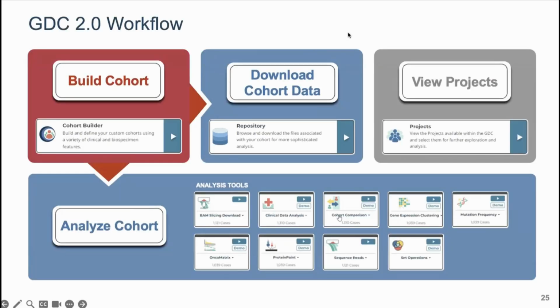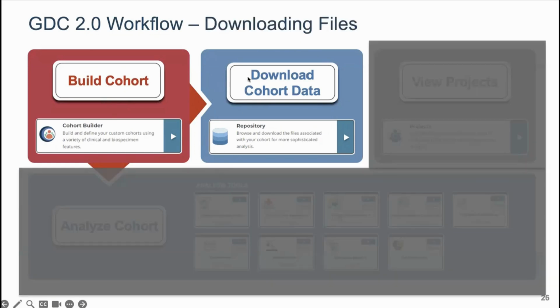But if you've seen some webinars in the past, you've seen the GDC 2.0 workflow. The first step is to build the cohort. The second step is to do something else with it. But today we're going to focus mostly on downloading files. So we're first going to build a cohort. That's where the lung cancer comes in. And that's going to be followed by a download of the cohort data.